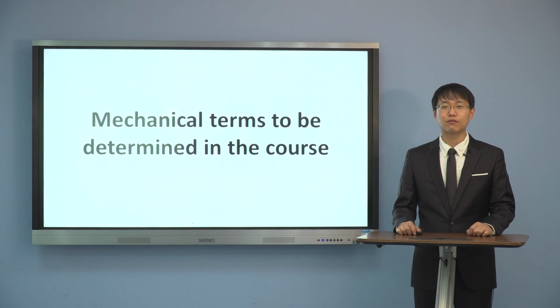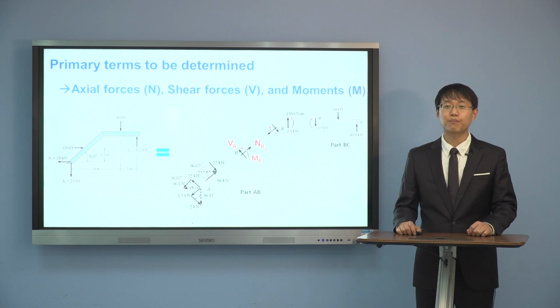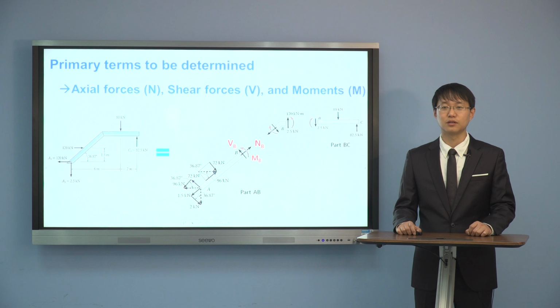From now, I would like to talk about mechanical terms to be determined in this course. There are two main kinds of primary terms to be determined in this course. The first kind is internal loadings. As shown in this figure, we have a frame structure. Our principal interest is to determine internal loadings at certain point of a frame structure.